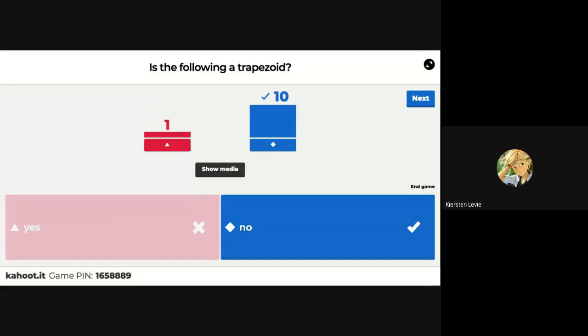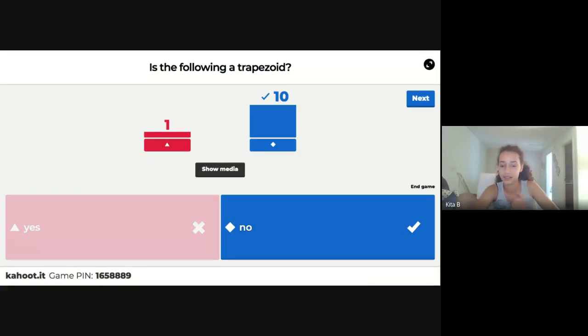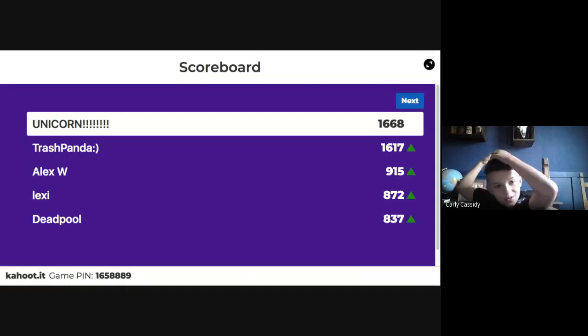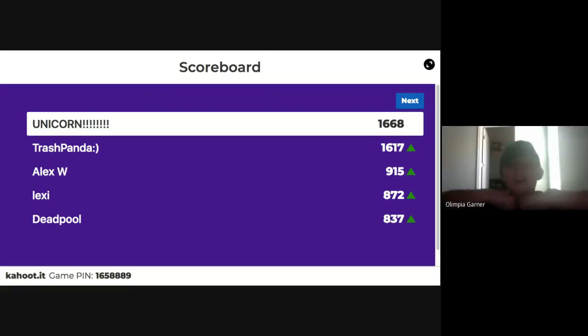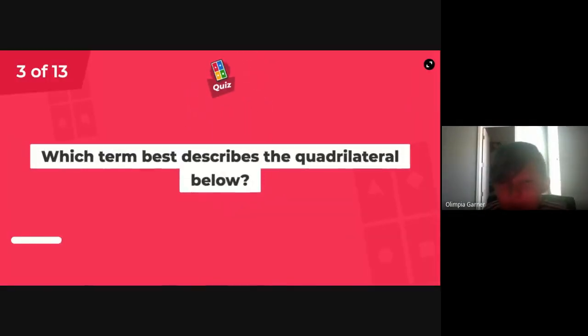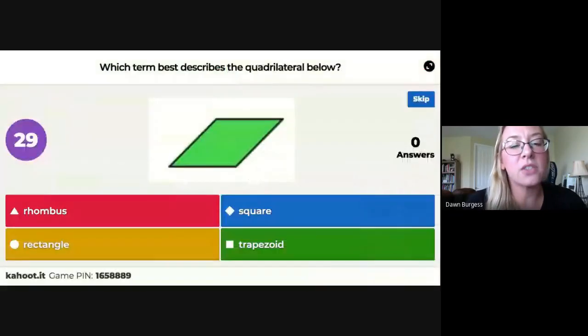Yay! I'm behind. Okay, how do we do? Unicorn is still in the lead with Josh, Panda and Alex following right behind. Very good. Wait, is Cole Trash Panda? I'm not sure. Which term best describes the quadrilateral below? So how would you name this shape? Is it a rhombus, a square, a rectangle, or a trapezoid?